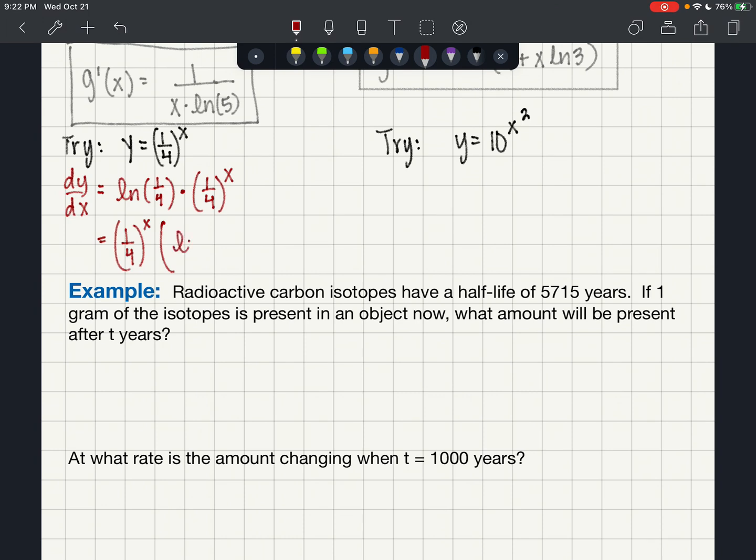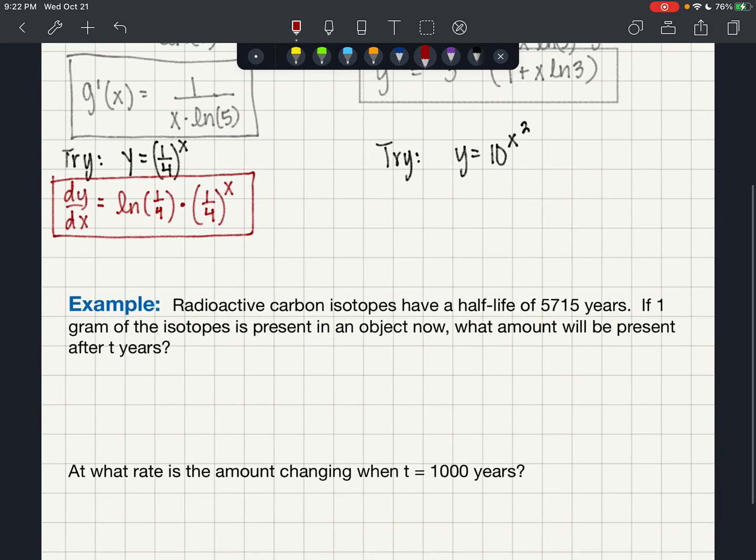1/4 to the x times the natural log of 1 minus the natural log of 4. The natural log of 1 is 0. So you would have, yeah. No, I mean, that was fun to do that, but I like that answer the best. So we're just going to leave it right there.